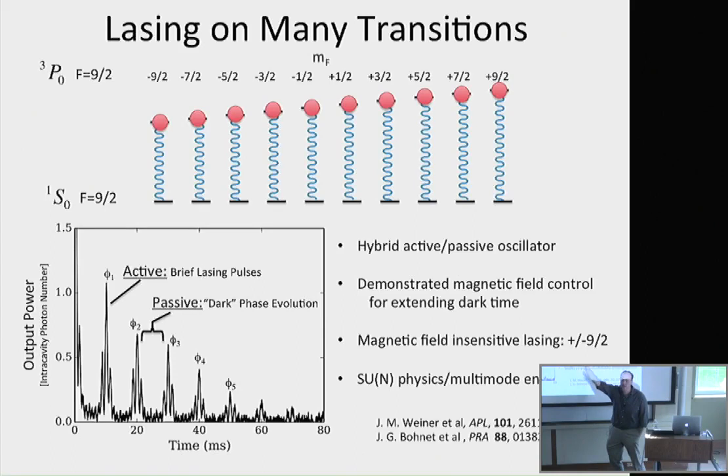And so what you're seeing now, this is the output power as a function of time, it's the fact that you have more Fourier components. So you can get constructive interference, those are the peaks between all these emissions, and then you get destructive interference as they get out of phase with each other because we have a magnetic field on that makes the transition frequencies not quite degenerate with each other.